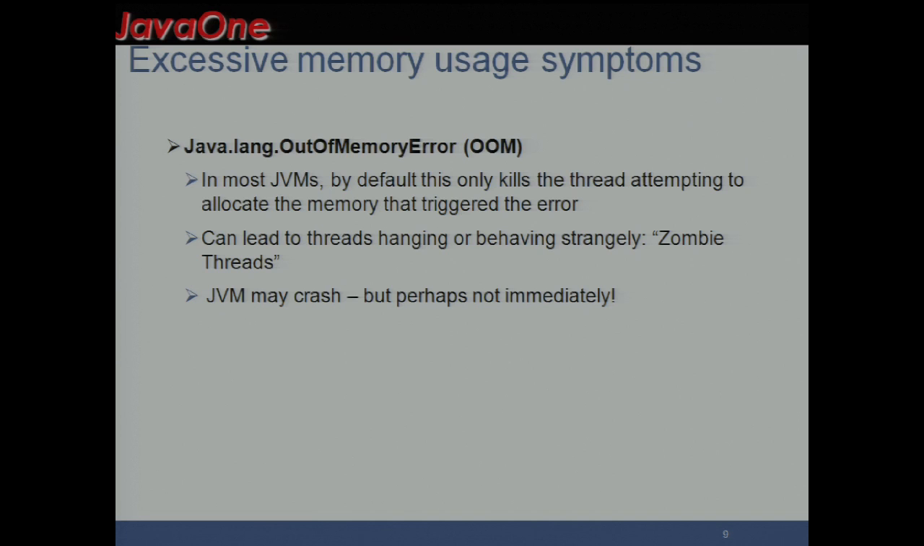It may be that thread wasn't using hardly any memory at all, but it's just the poor sucker that happened to get the error. So when that happens, you can end up with other threads just hanging and behaving really strangely. I call these zombie threads. And your JVM might crash, but it might not happen right away. So typically when you get an out-of-memory error, it's just too late. So you really don't want to wait to start thinking about how to control your memory usage in your application until you get an out-of-memory error.